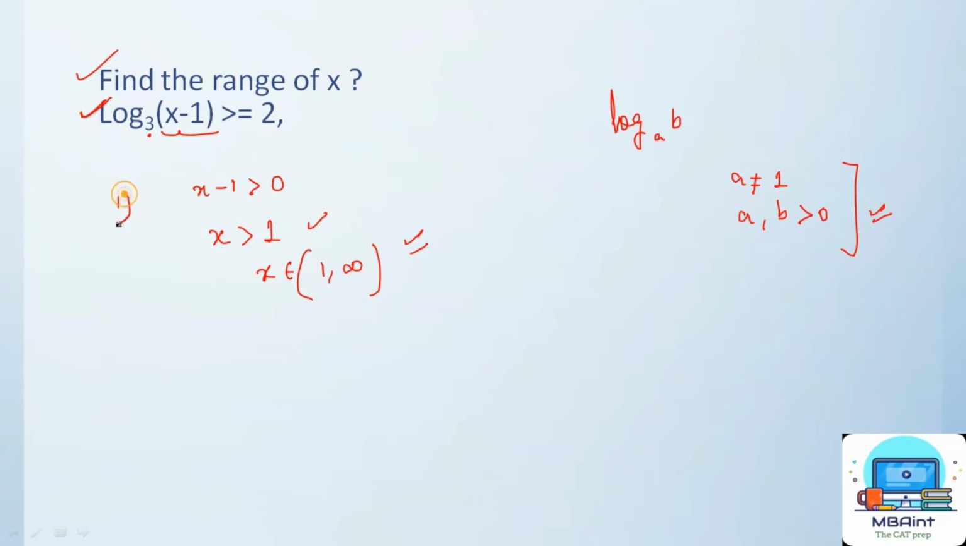So what was the next step, guys? The next step was removing the log. I have also discussed this case in the previous video. Once I remove the log, what do I get here? This should be x minus 1 greater than or equal to 3 to the power 2. After removing the log, what was the third step? Solving the inequality. So this is nothing but 9 here, and you get x greater than or equal to 10.